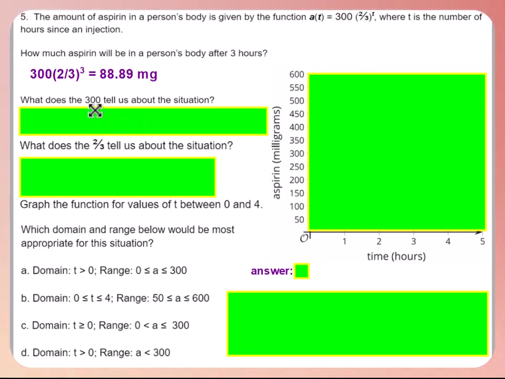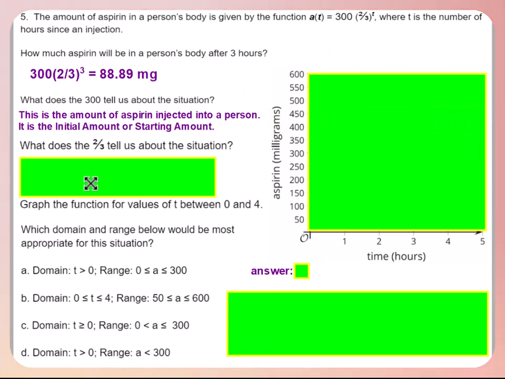What does 300 tell us about this situation? If you look at this equation, 300 is our initial amount. Now let's put that in a complete sentence. This is the amount of aspirin injected into a person. It is the initial amount or the starting amount. So make sure that you're writing your answers in complete sentences.